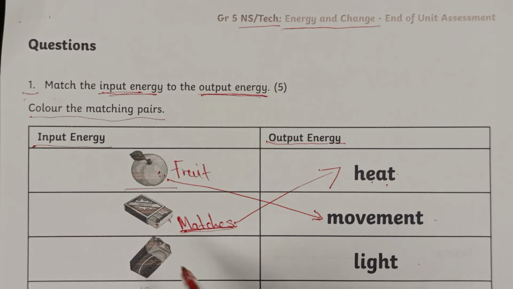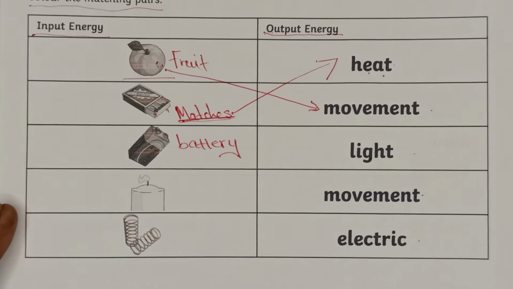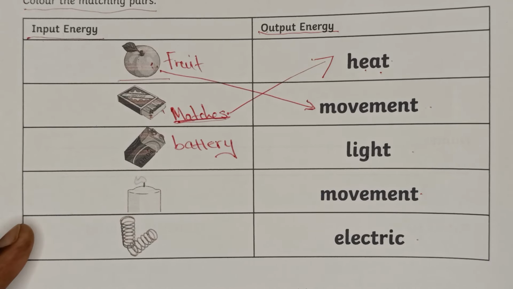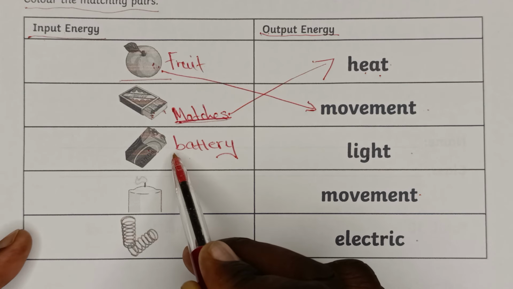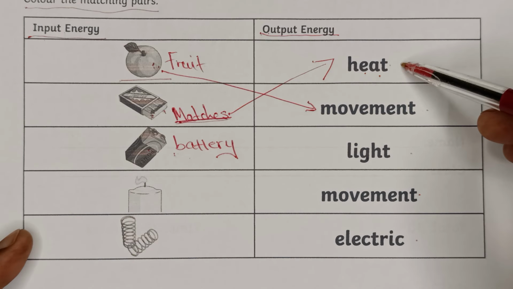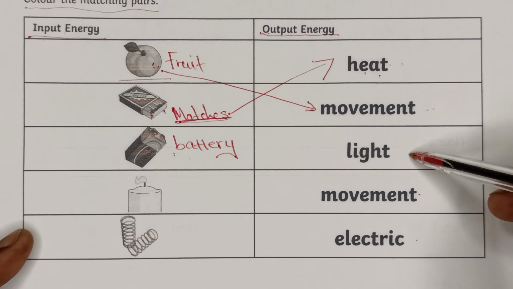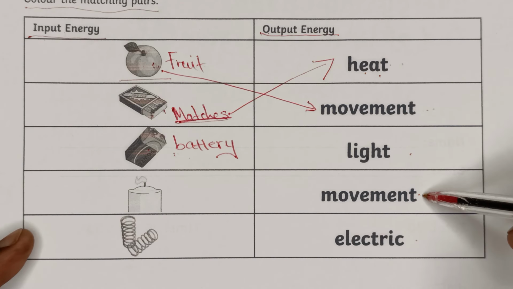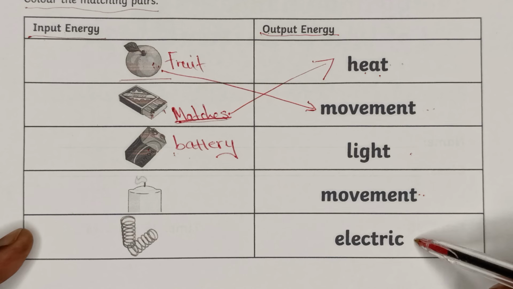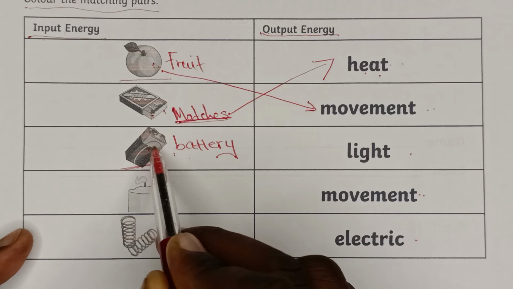We move to the third one. This one is a battery. Let's see all the options. What kind of output energy does a battery give us? Does it give us heat? No. Does it give us movement? No. Does it give us light? No. Does it give us electricity? Yes. Batteries store electricity in them.